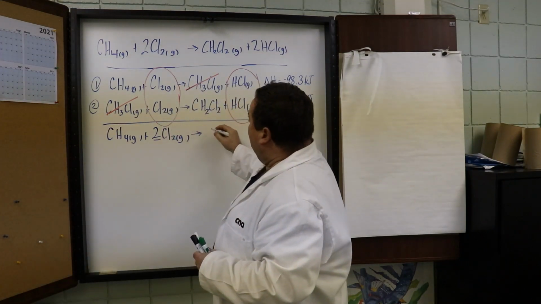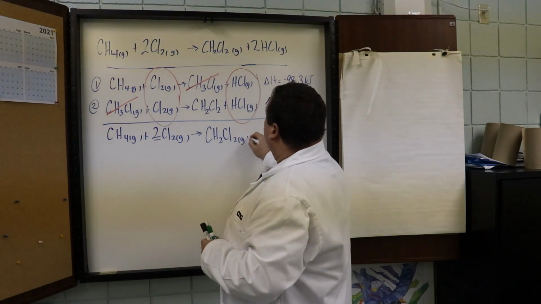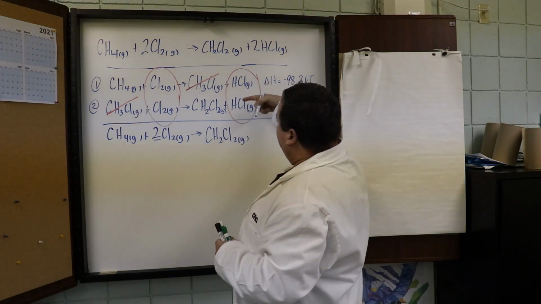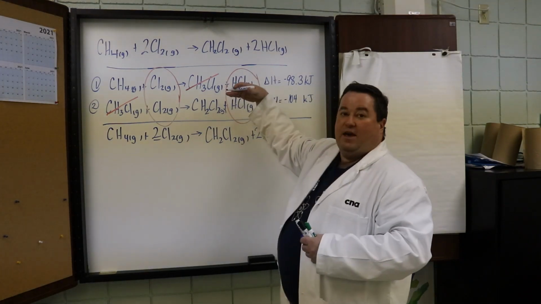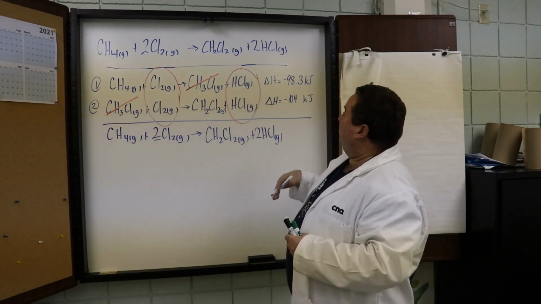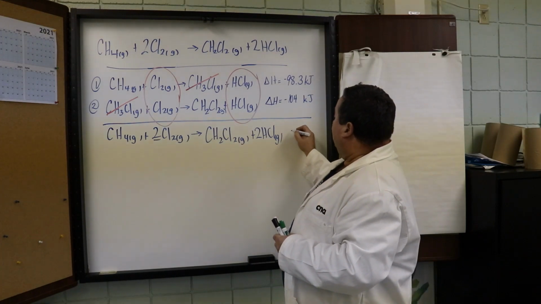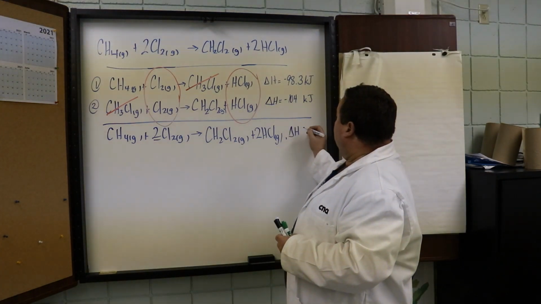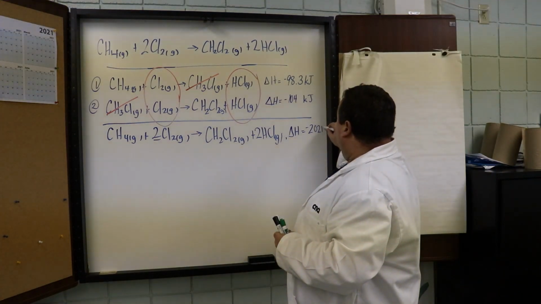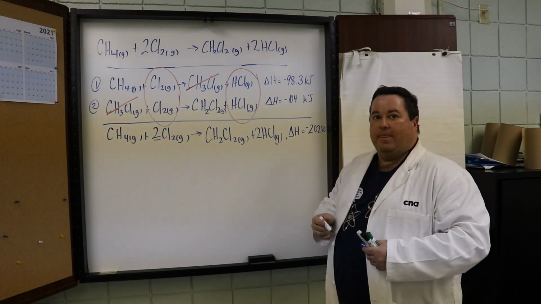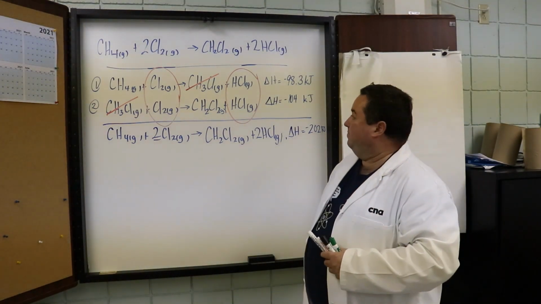producing CH2Cl2 gas and 2HCl gas. So the two reactions have added together to give us the overall process. Likewise, we add the enthalpies of the two steps, and delta H is negative 202 kilojoules. In the next example, we'll add some other things to this.